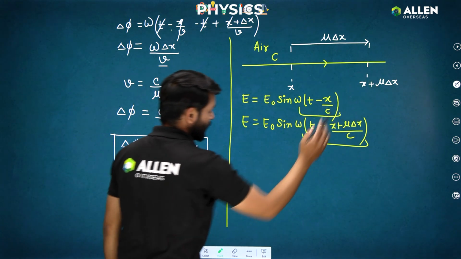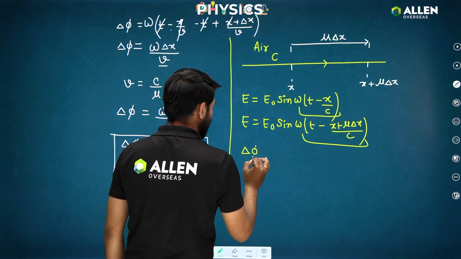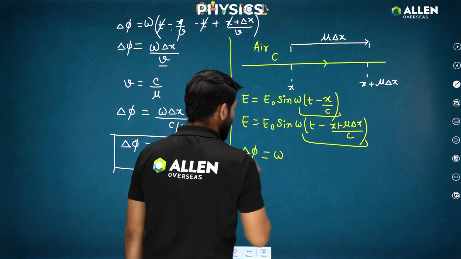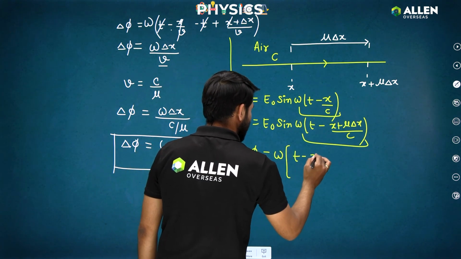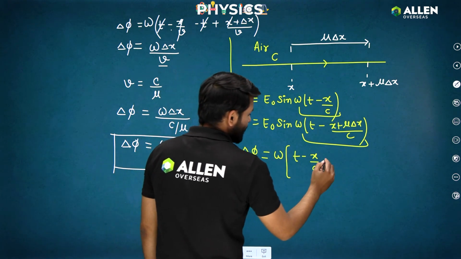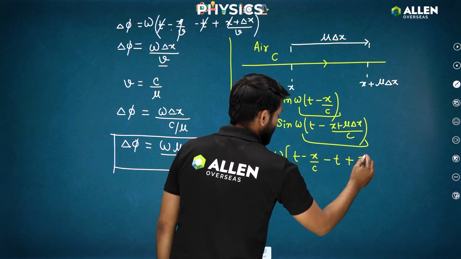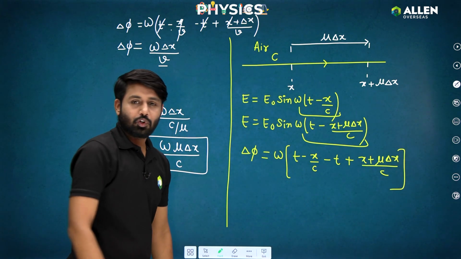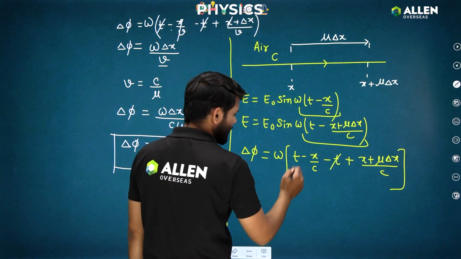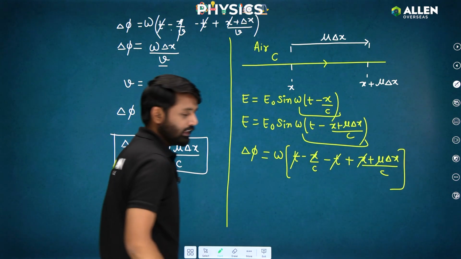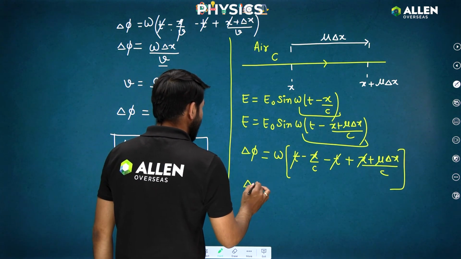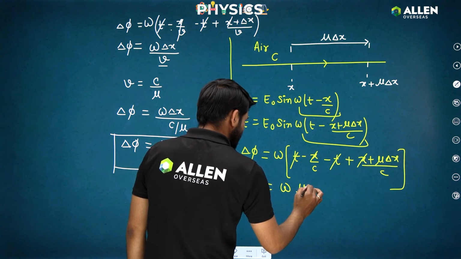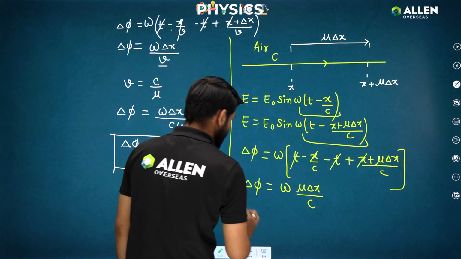This is phase at this point. So if you calculate the phase difference again, you have to subtract this one minus this, right? So omega is common, again (t minus x by c), and minus t, this will become plus. So x plus mu times delta x divided by c. Got it, everyone? You can see here this cancels, this again cancels. So our delta phi is omega mu times delta x divided by c.